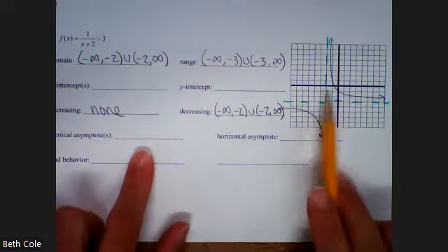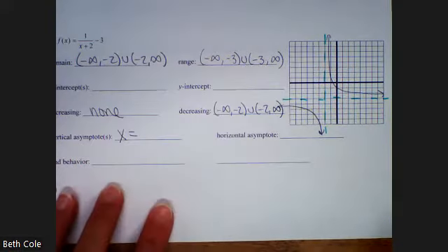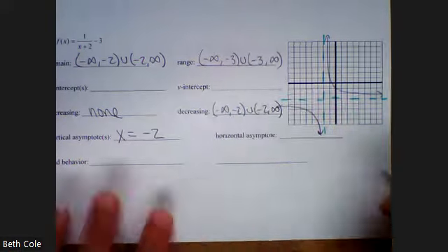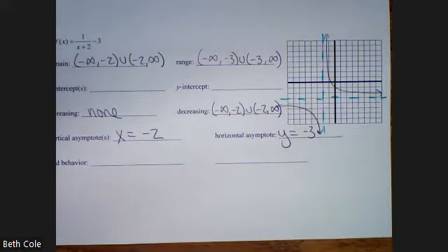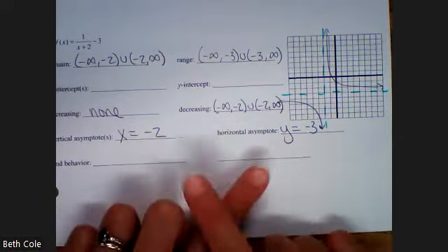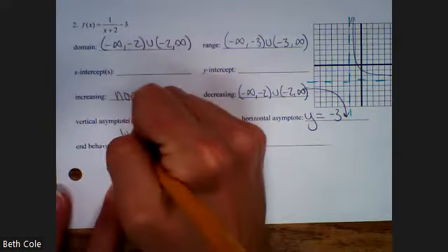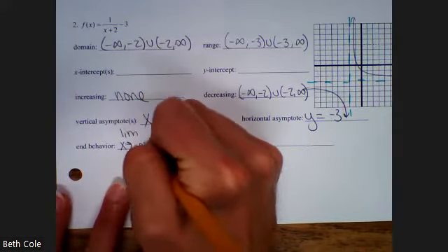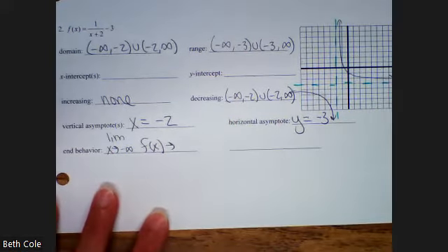All right, vertical asymptote, x equals or y equals? Good, x equals -2, good. And then the horizontal would be y equals -3. That is very easy and also very easy to get backwards. So just be careful. All right, end behavior, limit as x goes to -infinity. Where does the function go?